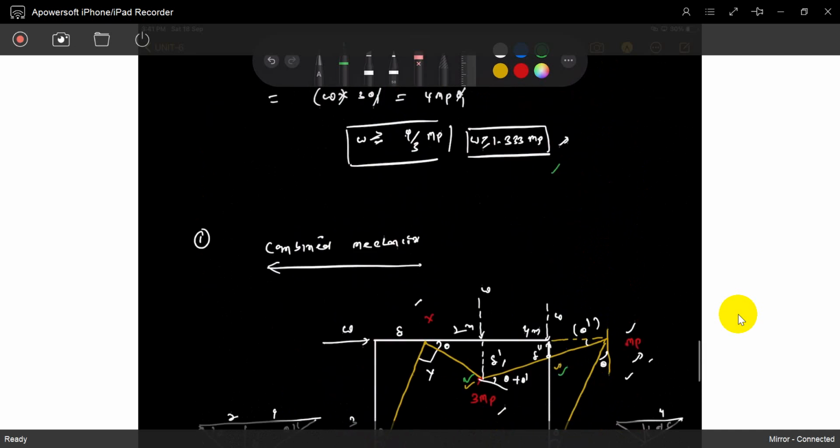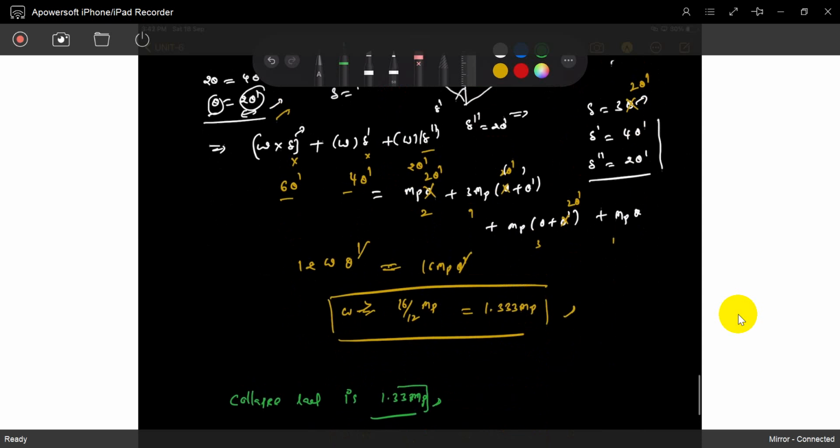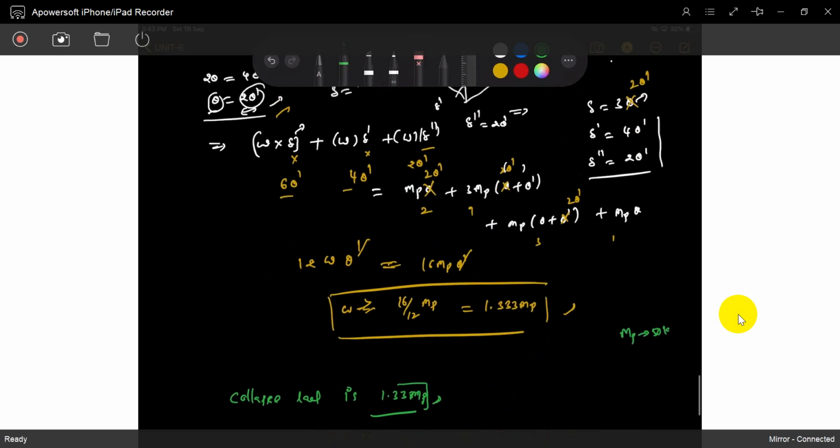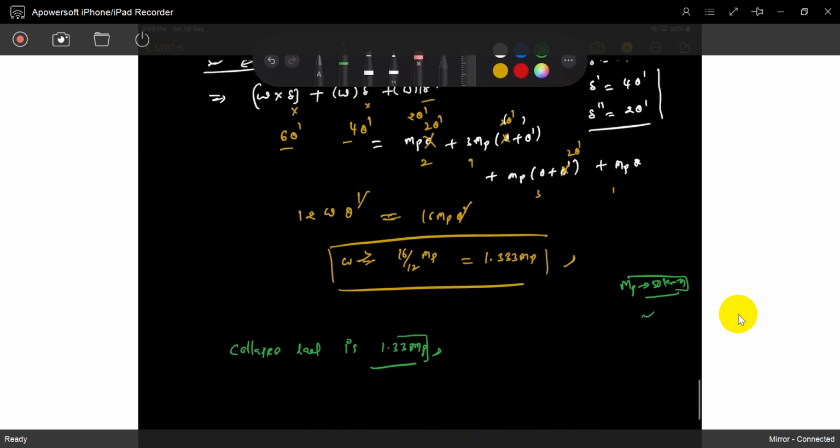So the collapse load is 1.33 mp. If I give mp as 50 kilonewton meter, what is the collapse load? 50 into 1.33. If I give mp as 50 like this, you have to multiply it. 50 into 1/3, what is 1/3 of 50? So 63 point something, you will get 63 point something.